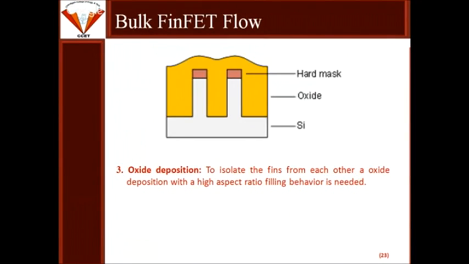Next, we deposit an oxide layer around the fins. So oxide deposition will be there to isolate the fins from each other. Oxide deposition with a high aspect ratio filling behavior is needed. We all know that if we are using oxide for separation, for providing the isolation, that oxide layer may not be of very good quality, but the oxide layer which we use for the gate oxide deposition has to be a very highly pure material.